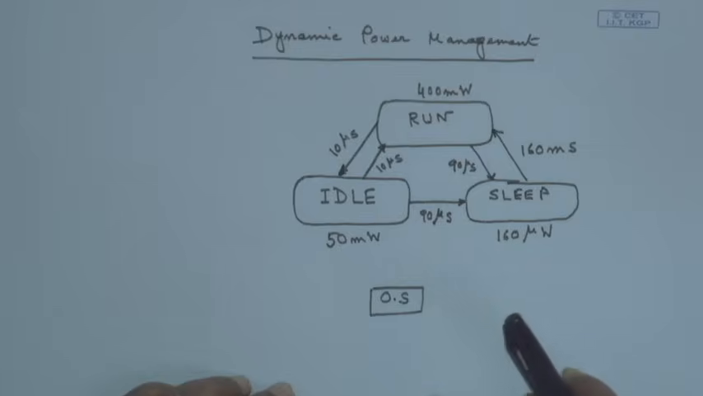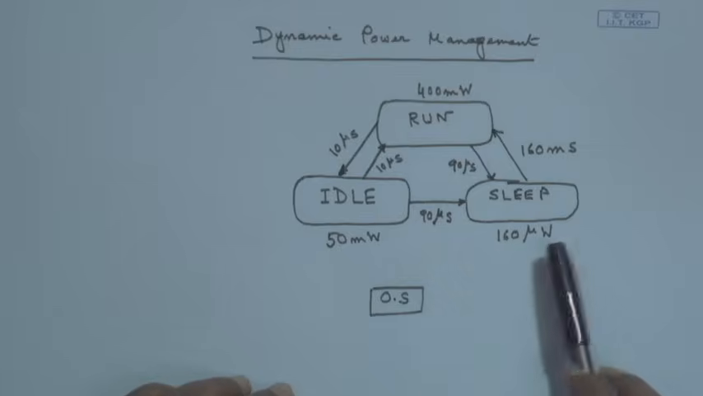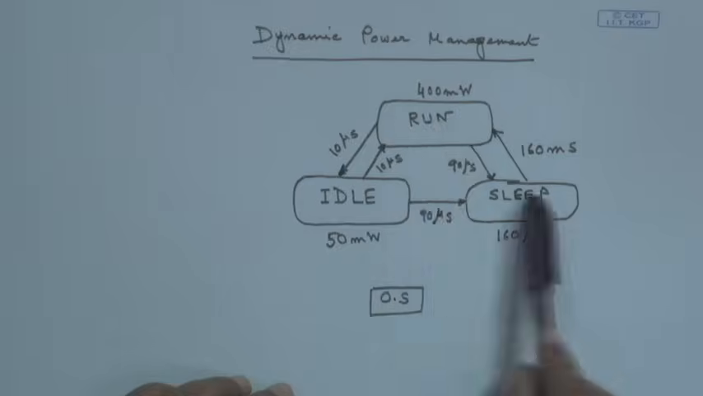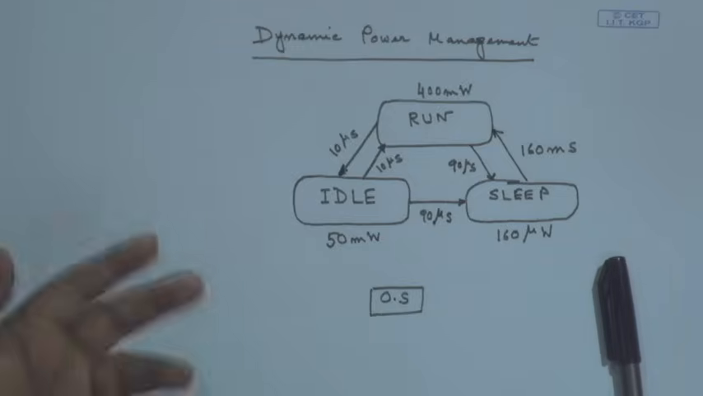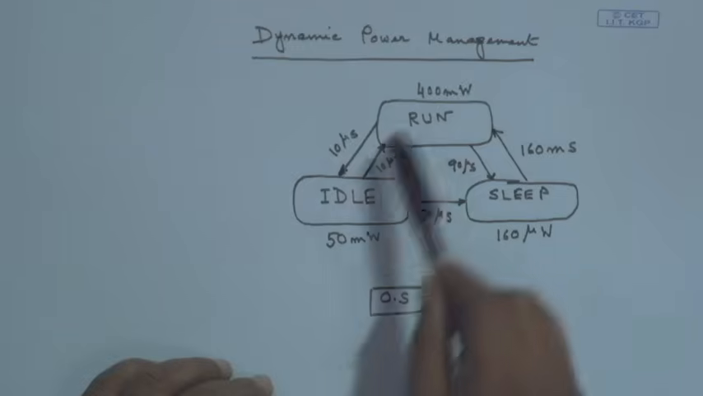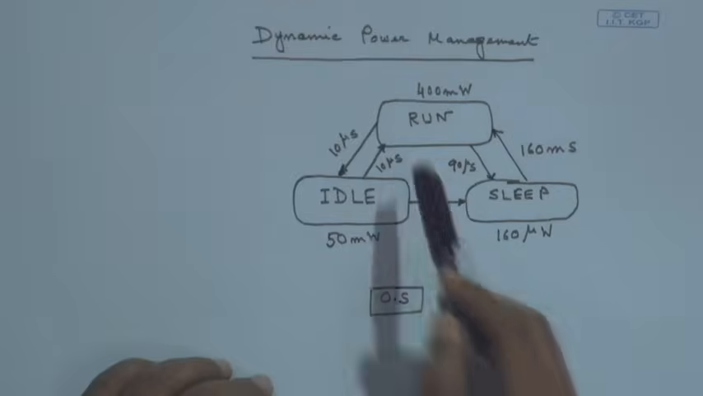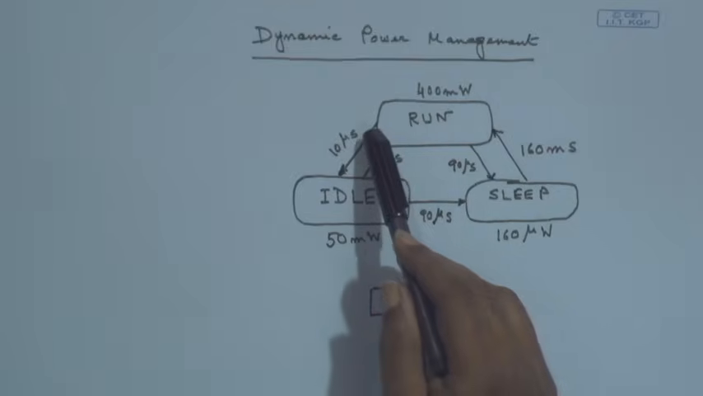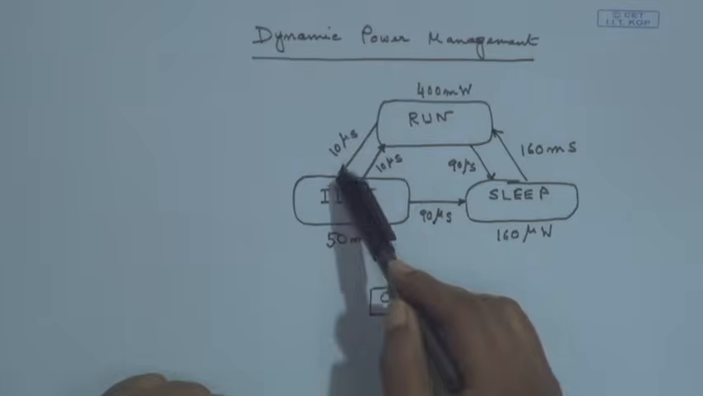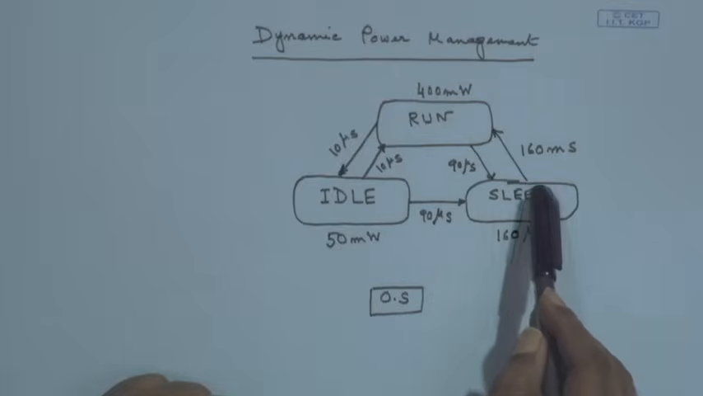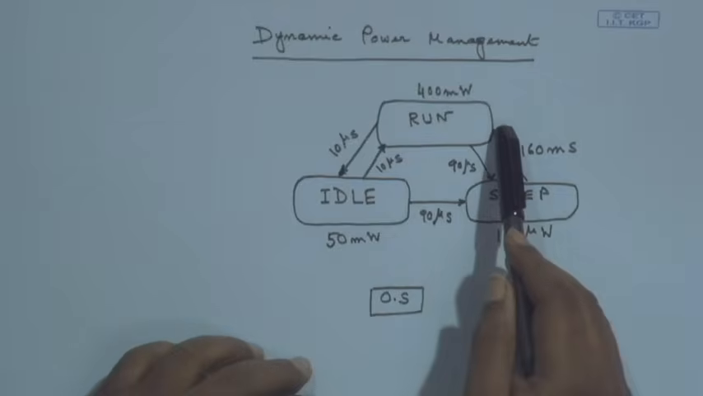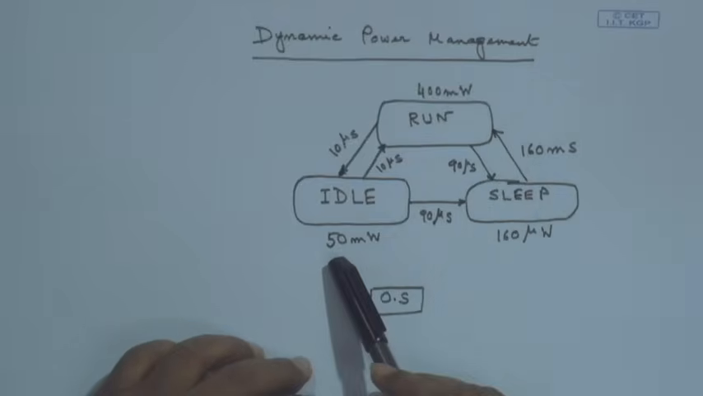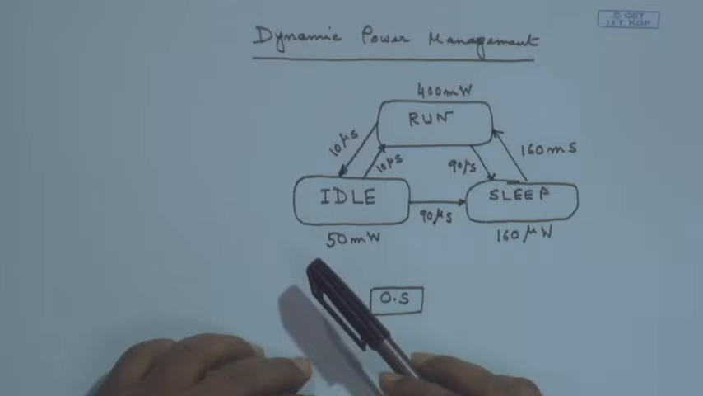Now, it is an open issue, and it would be a nice thing to study what would be the best algorithm to find out how we have to predict, because each of these transitions is consuming some time. Therefore, if I often send it to the sleep mode, then waking up from the sleep mode is taking 160 milliseconds. That may not always be affordable.